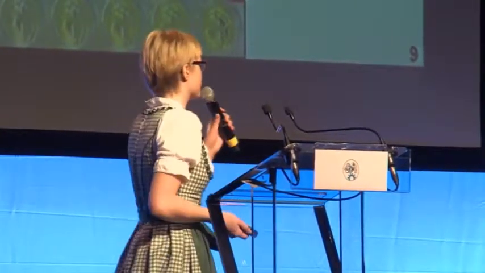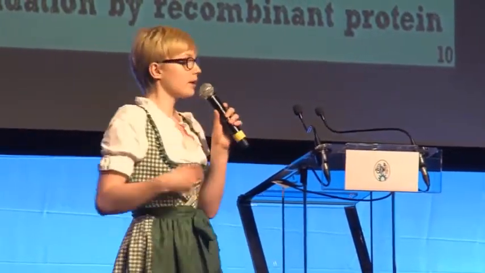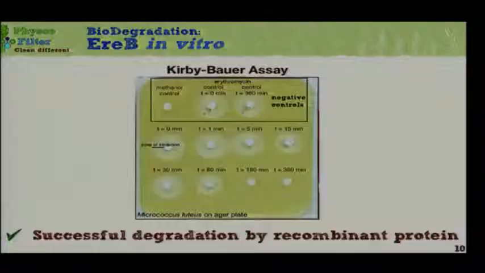But we also wanted to test this enzyme with the actual substrate, the antibiotic erythromycin. So we did what is called a Kirby-Bauer assay. We incubated our recombinant enzyme with the substrate and stopped the reaction at several time points. And then we applied it to filter paper and put this onto agar plates that had a sensitive bacterium on it.